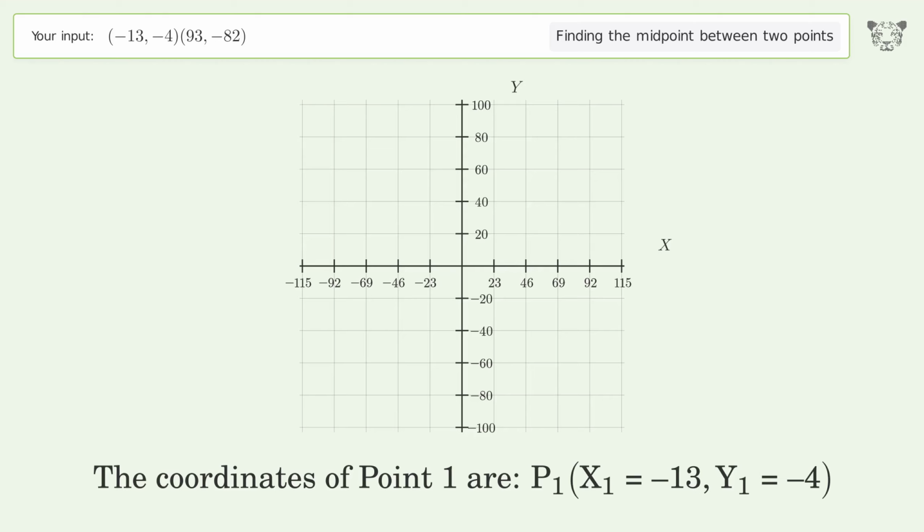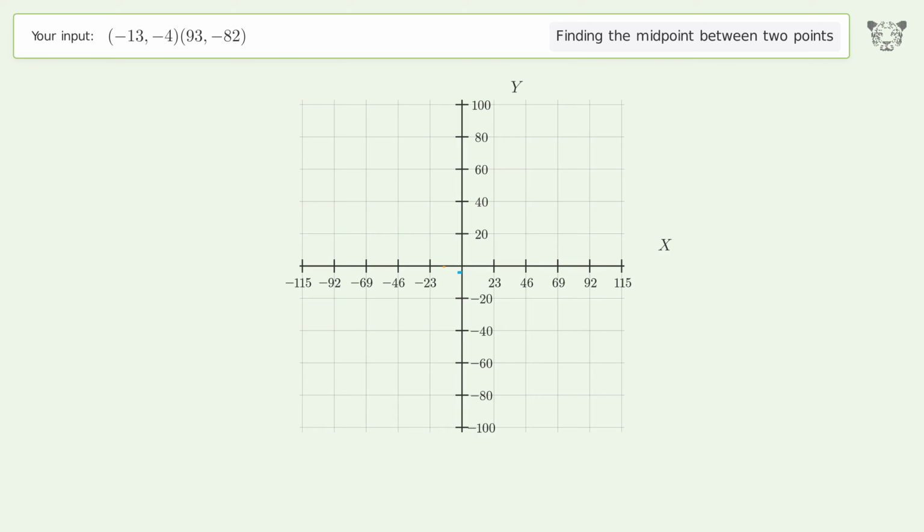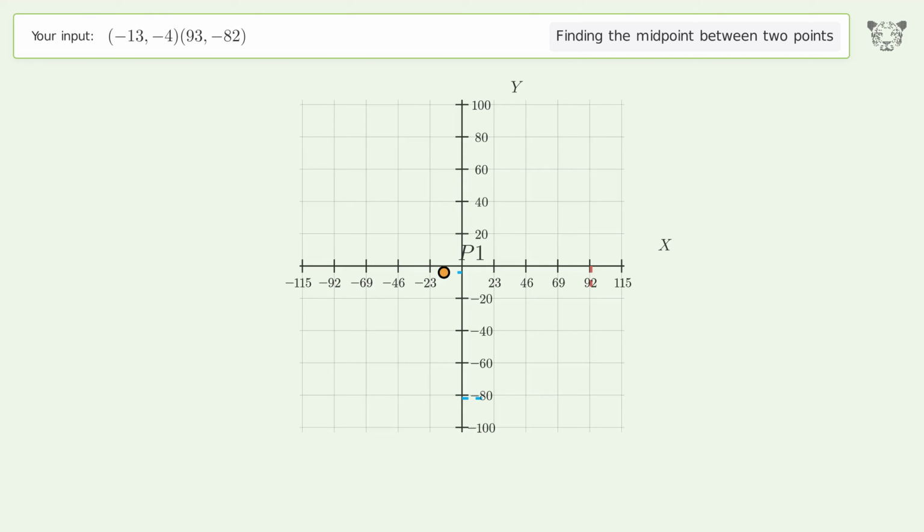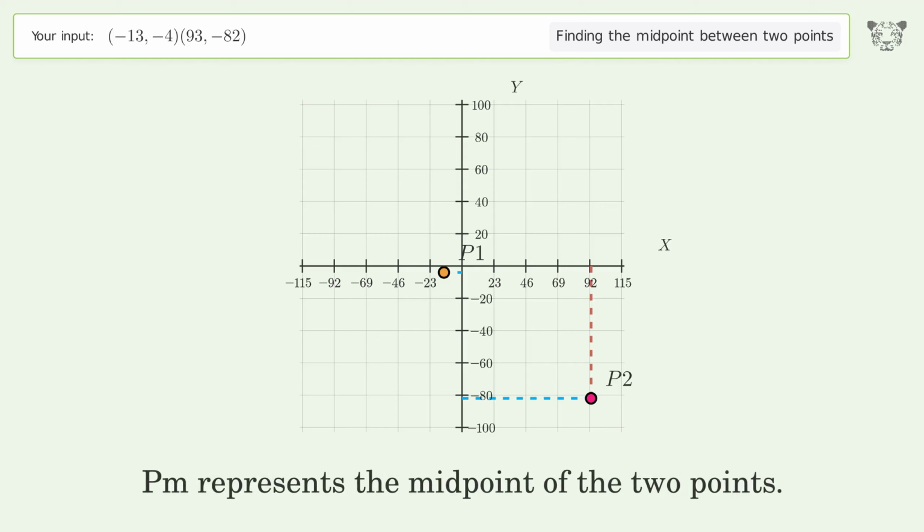The coordinates of point 1 are, x1 equals negative 13, y1 equals negative 4. The coordinates of point 2 are, x2 equals 93, y2 equals negative 82. PM represents the midpoint of the 2 points.